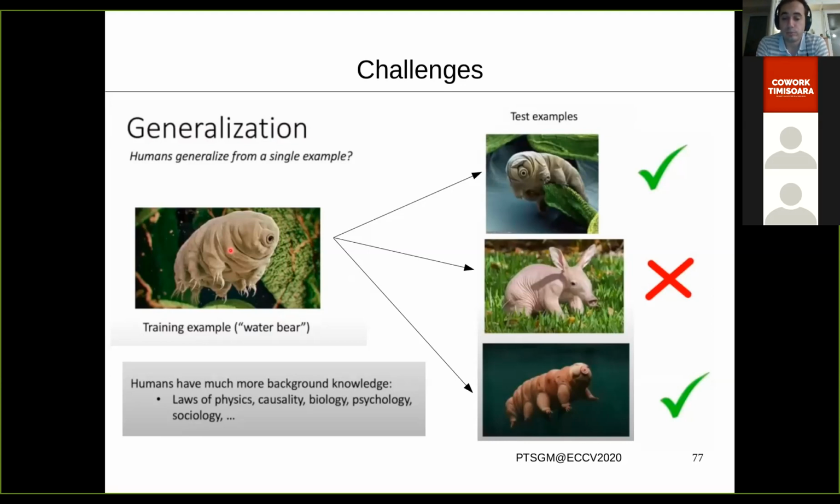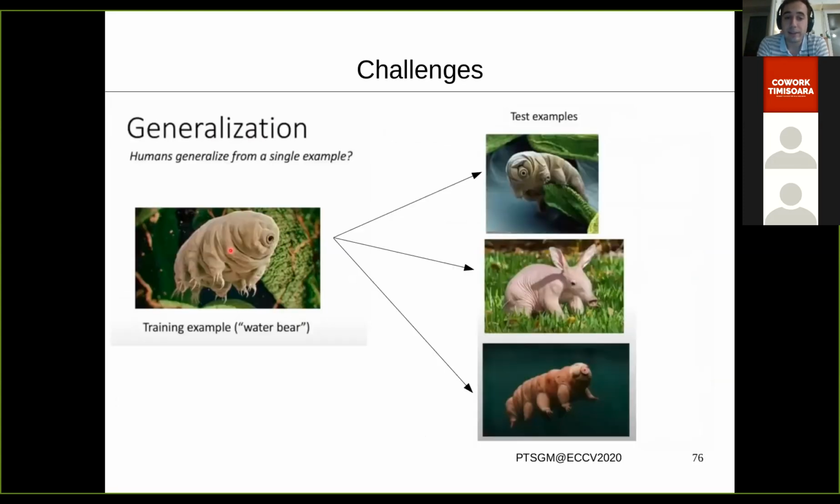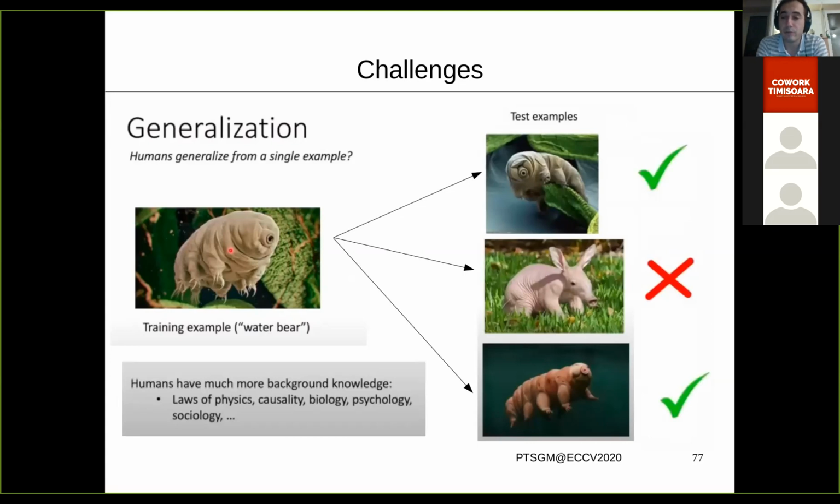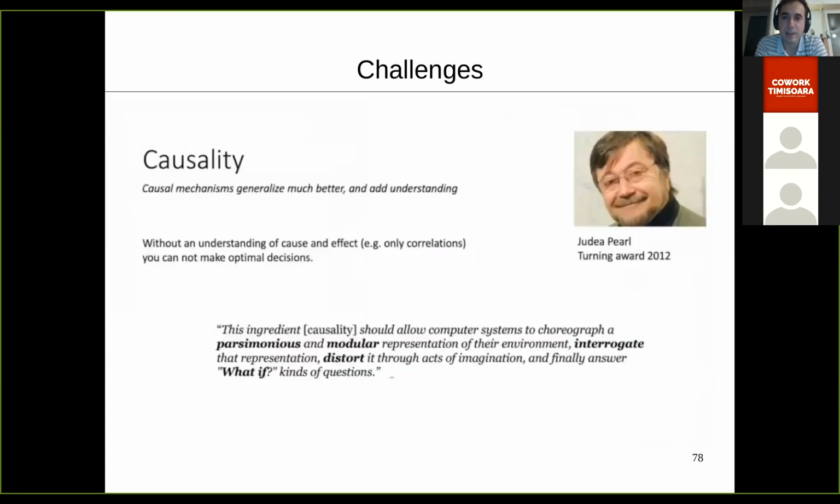Maybe how to move more toward an inductive bias and introduce the laws of physics, biology, psychology, sociology. One big advocate for causality is Judea Pearl, who said that machines, in order to become as intelligent as people, have to understand causality, not only correlations in data. I like this quote from him very much. This ingredient, causality, should allow computer systems to choreograph a parsimonious and modular representation of their environment, interrogate that representation, distort it through acts of imagination, and finally answer what-if kinds of questions.